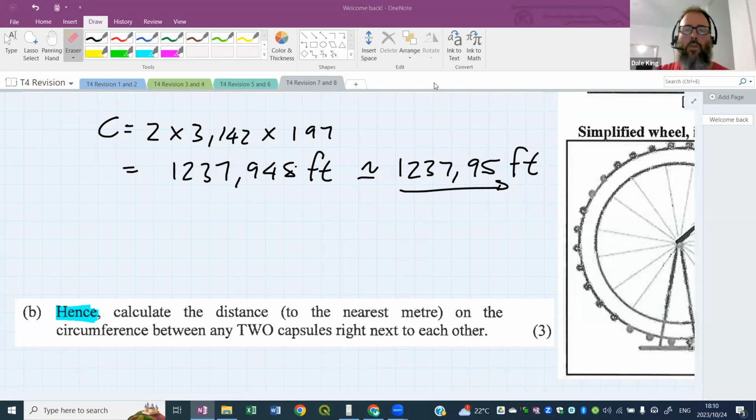When they want you to prove something, they'll use the word prove. Hence, as has come up already, means use the previous question's answer here in this question. So whatever your answer was in the previous question, use it now. Take the previous question's answer and calculate the distance to the nearest meter.